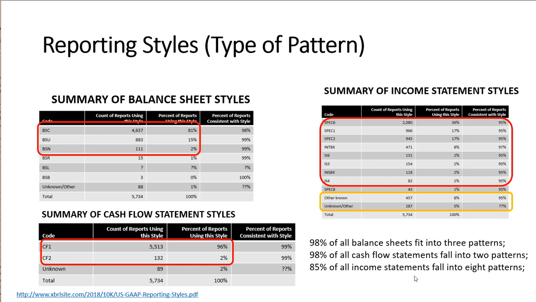Income statements have more variability. 85% of all income statements, though, fit into eight patterns. And there's another, I don't remember exactly, about 8% that fit into another 10 or 20 patterns. So basically about 92% of all U.S. GAAP financial reports fit into about 20 patterns of income statements. So that still leaves a little bit. You still have to find the patterns of those statements, but they also have patterns.